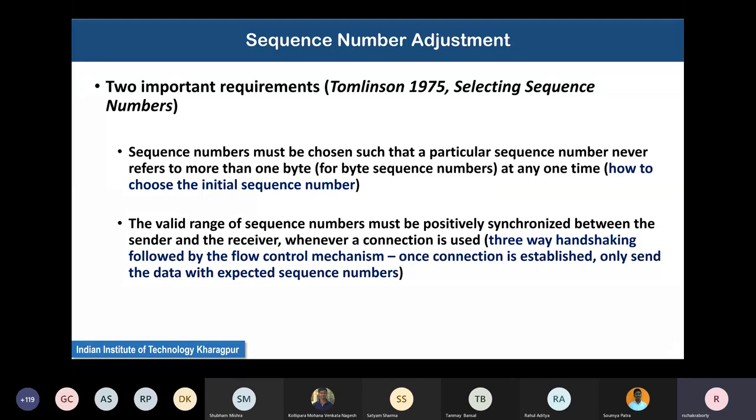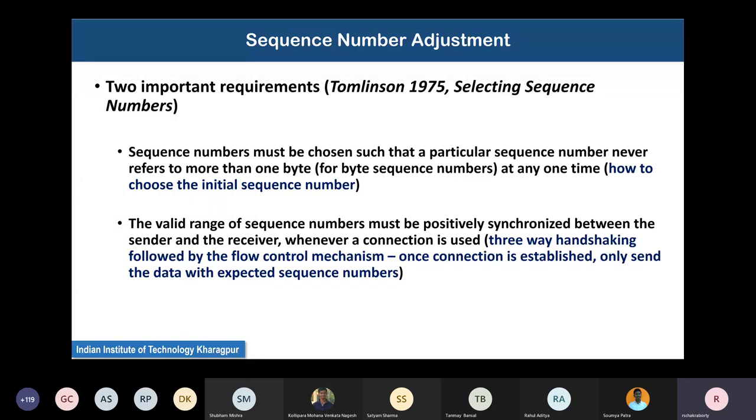Okay, what's the big deal? Selecting the initial sequence number: every segment will now be identified by a sequence number, and you keep on incrementing the sequence numbers as you send the next segment, etc. But the sequence numbers must satisfy two important requirements. They must be chosen such that a particular sequence number never refers to more than 1 byte, for byte sequence numbers, at any one time.